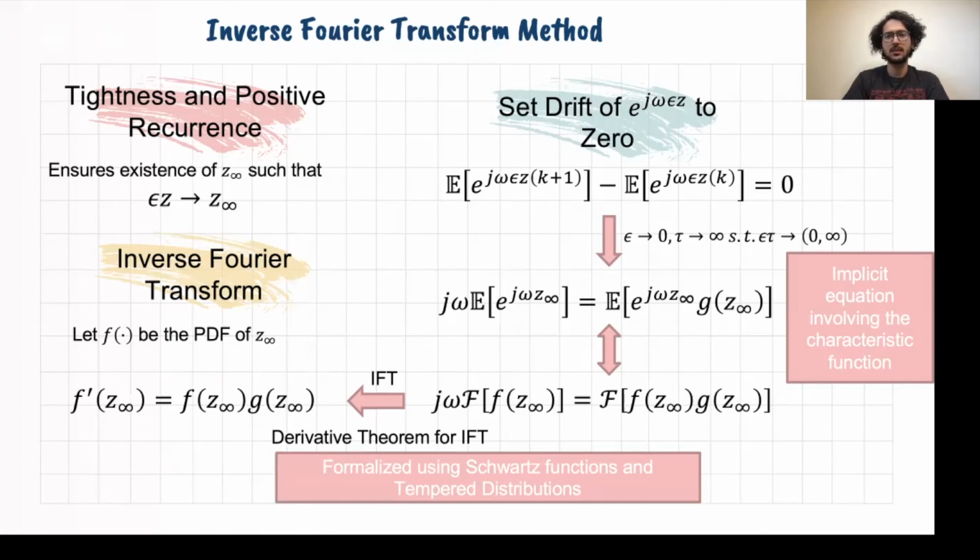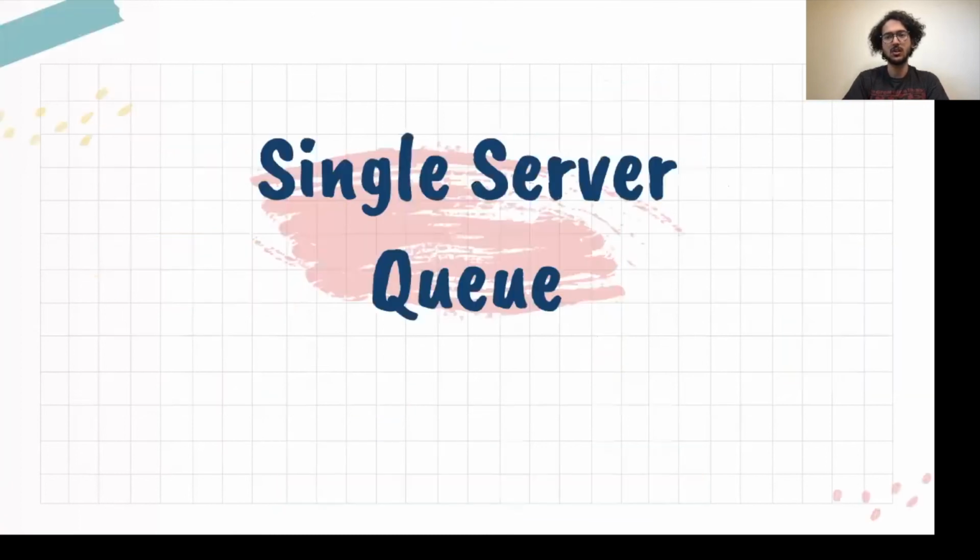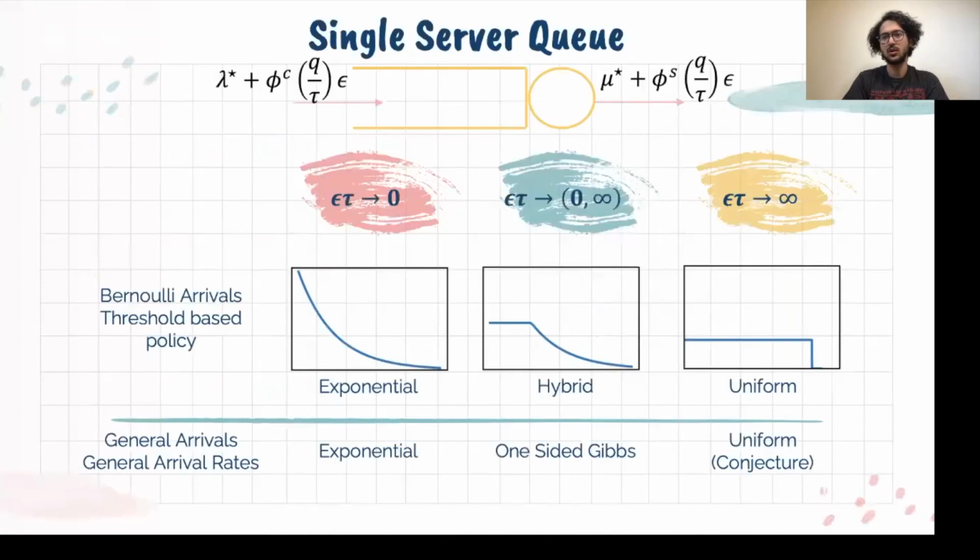We will conclude our presentation by discussing a single server queue under general distribution and general arrival rates. Similar to a two-sided queue, consider a single server queue with arrival given by the function phi c and parameterized by tau and epsilon, and the service rate given by phi s and parameterized again by tau and epsilon. We again observe a phase transition from exponential to uniform via hybrid distribution in the case of Bernoulli arrival and threshold based policies, and again a phase transition from exponential to uniform via one-sided Gibbs distribution for general arrivals and general arrival rates. Similar to a two-sided queue, we leave the case of uniform as a conjecture here as well.